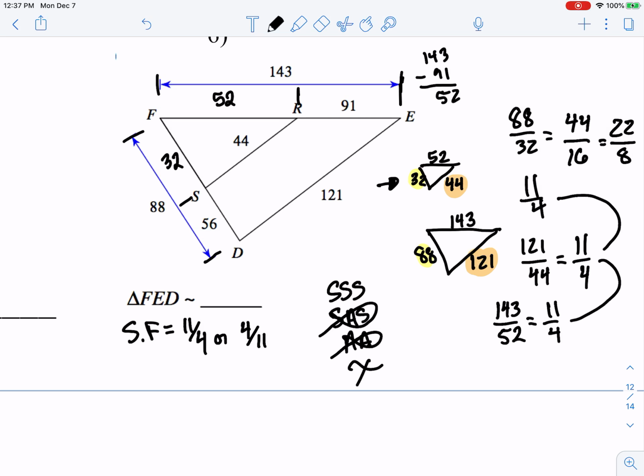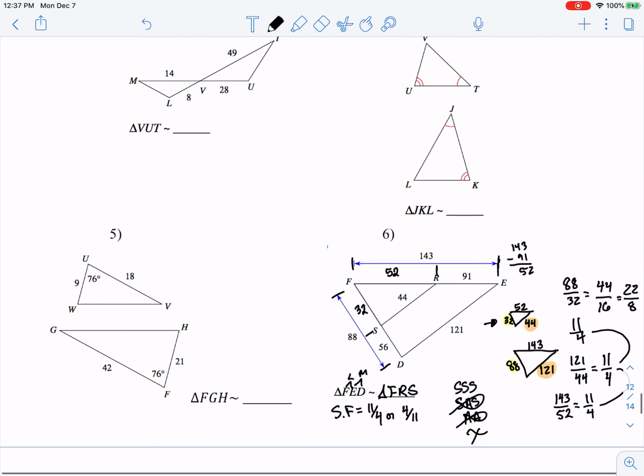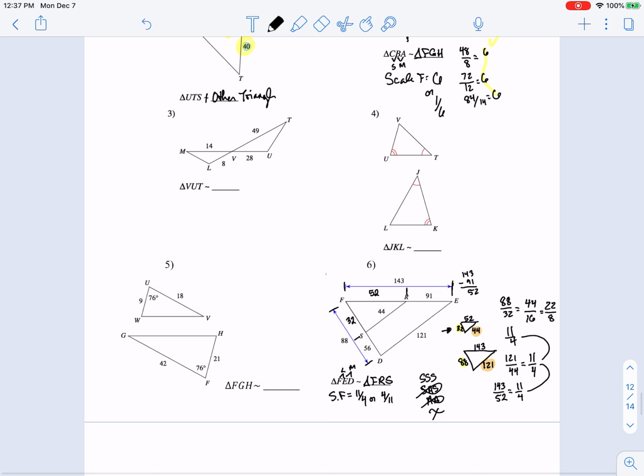F to E was the long side, or the large. D was medium, so long to medium. F to R to S. All right. For your classwork, just go and do the remaining examples.